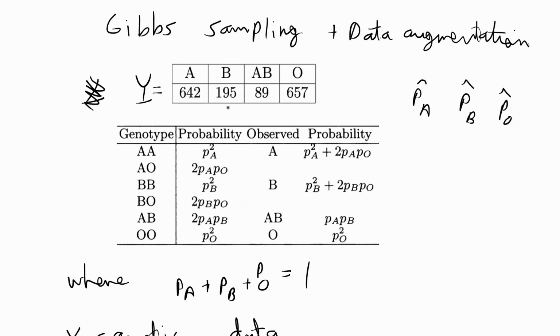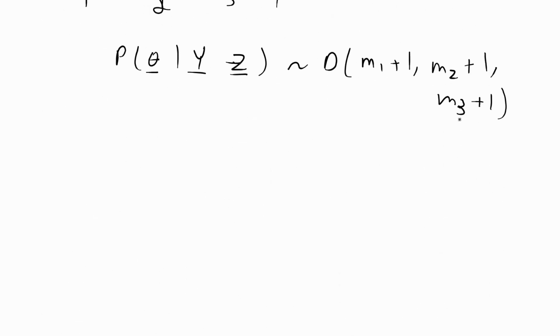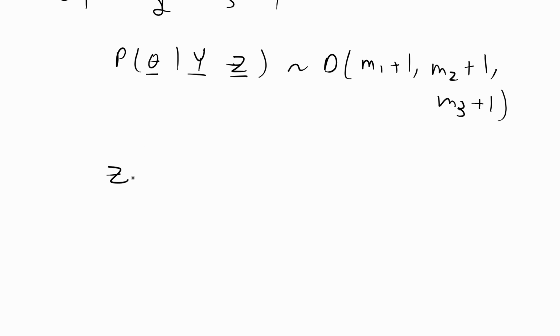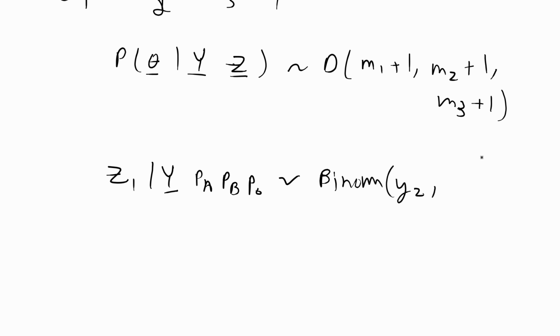So in this case, we want to estimate the 3 parameter values in the posterior distribution. I have some R code that I'm going to show from when I did that, but to show you what the distributions that I'm sampling are, they're going to be Z1 conditional on Y and the parameters PA, PB, PO. That conditional distribution is going to be binomial, binomial y2, and then PA squared over PA squared plus 2PA PO. I'm not going to show how that was derived, but you can derive that just using math.